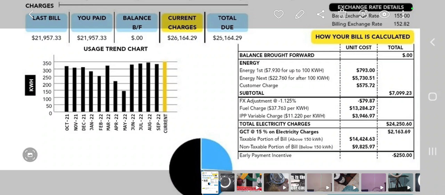that gain to you. Now, the big bad fuel charge. This is what has been causing a lot of problem. And as you can see here, the rate is a whopping $37.763 per kilowatt hour. And that adds to our JPS bill for this month a whopping $13,284. Let me say it again, $13,284.27. Wow.